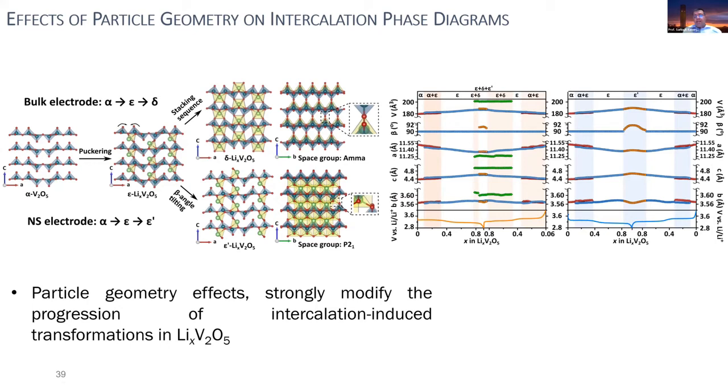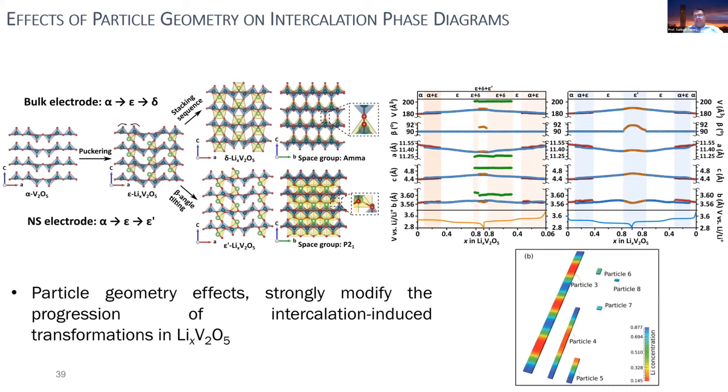So particle geometry essentially allows us to have a much smoother, much more homogeneous progression of intercalation in these transformations, without these large phase boundaries that cause mechanical damage. And so the critical size, at least for this system, is about 40 nanometers or so.